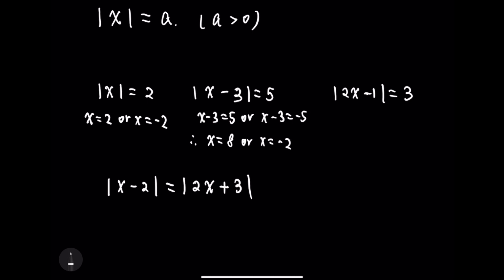So very simple. We just need to consider what's inside the absolute value. That number could be equal to whatever the number is, or could be equal to the negative of that number, because the negative of that number has the same distance.